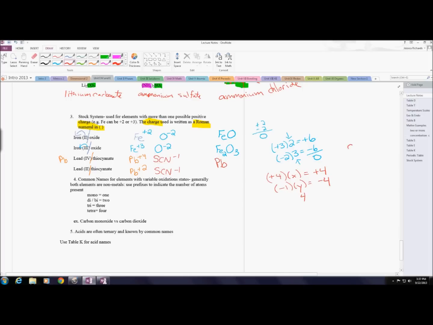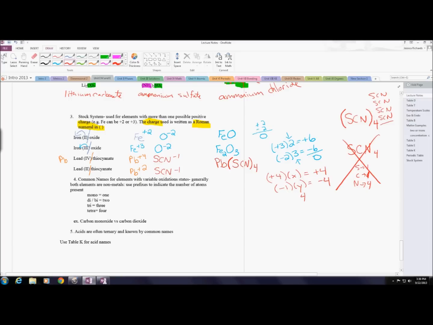Now you have to be really careful, because if you have your thiocyanate and you just put a 4 right here, what that means is 1 sulfur, 1 carbon, and 4 nitrogens. And that's not what we want. In order to show that you have 4 of these groups, you need 4 sets of thiocyanates. We're going to have to put the thiocyanate in parentheses. Then that means you have 1, 2, 3, 4 sets of that polyatomic ion. So when you write this compound, it's going to be Pb, parentheses, SCN, end parentheses, subscript 4.